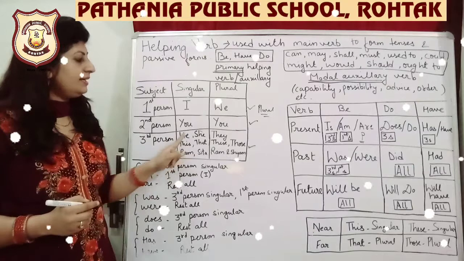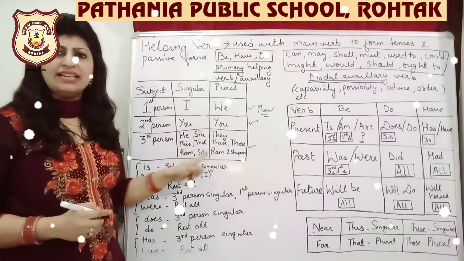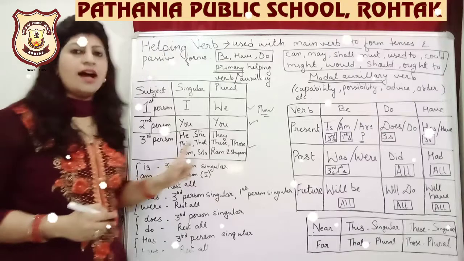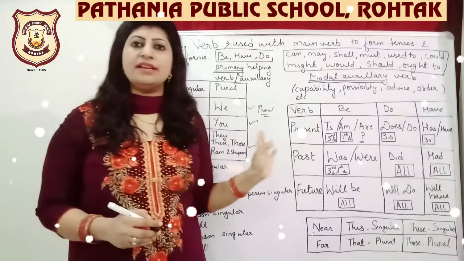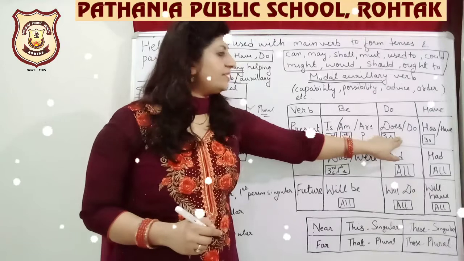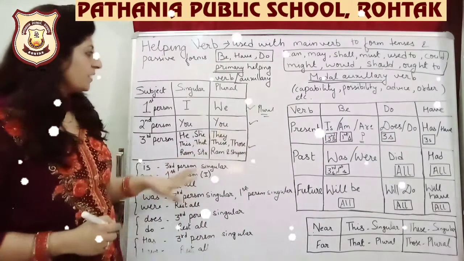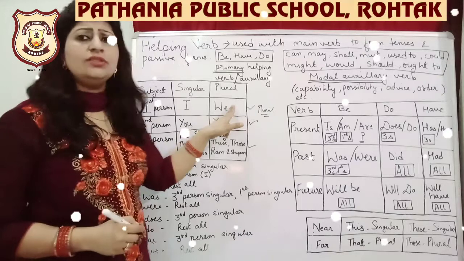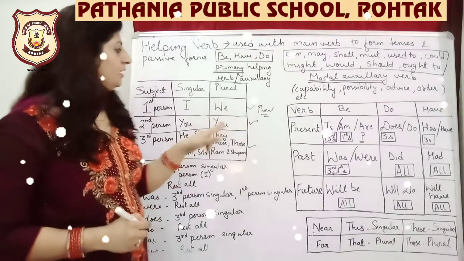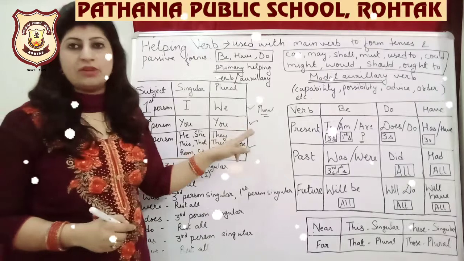So he does, she does, this does not work for me, that does not work for me, Ram does not do his work, Ram does not work for me. Okay, so does is used with third person singular, and do is used with the rest. We do not like talking to them. You do not like talking to them. They do not like talking.